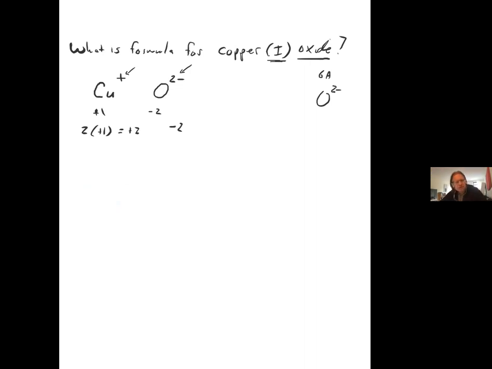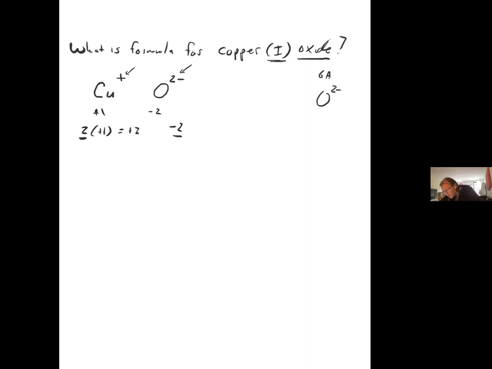So we're going to have 2 of the +1s, right? So really the trick here is just to figure out how many of the copper ones you need in order to balance the charge with the oxide. The answer is 2. You need 2 positive ones. So how do we write that?